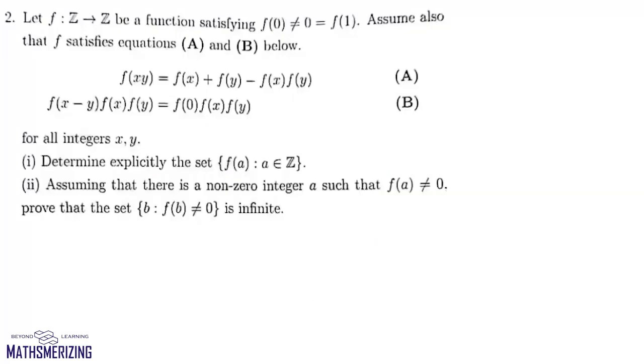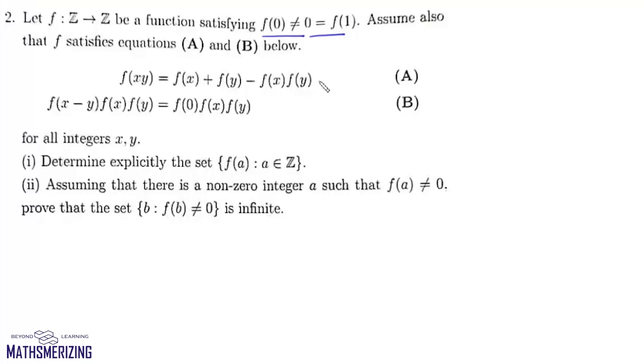Now question number 2 is, we are given a function f which is defined on integers such that f(0) is unequal to 0 and f(1) is equal to 0. Assume that f satisfies the following two equations. We need to find the set of values of this function f. That is, we need to find the range of this function.